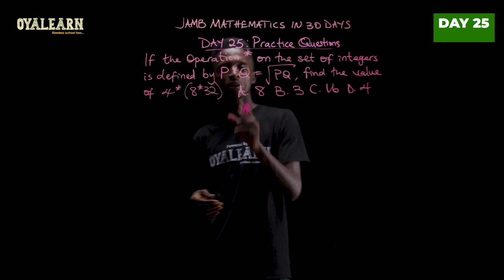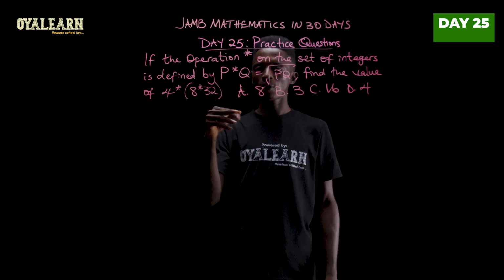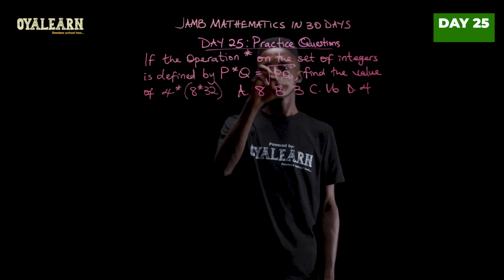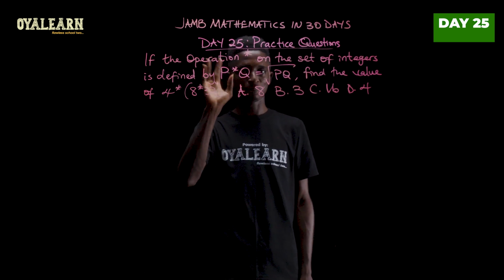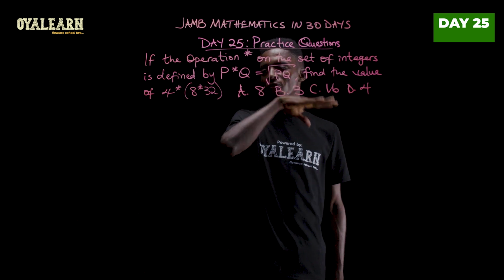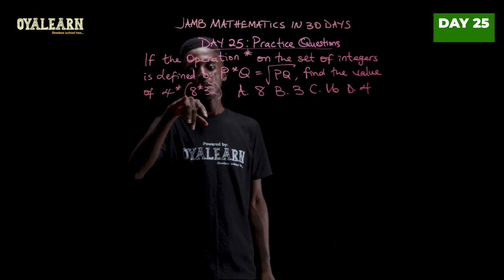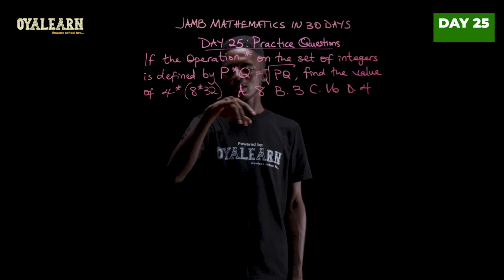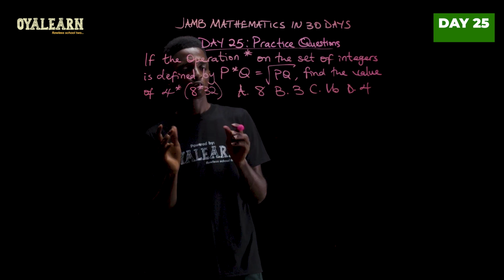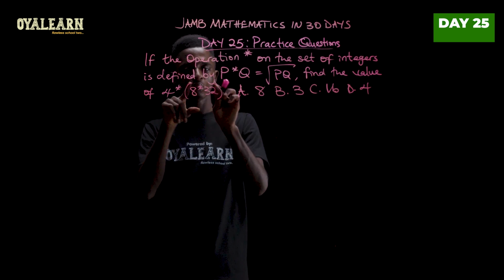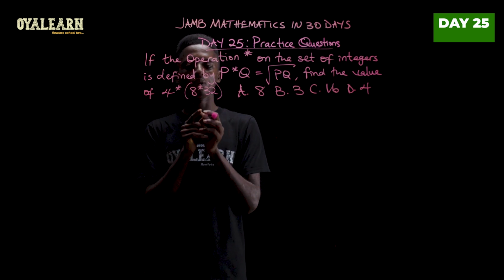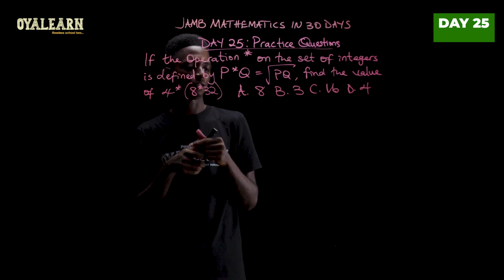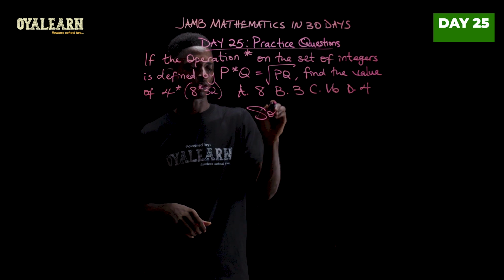If the operation on the set of integers is defined by P * Q to give us square root of PQ. Now this is a binary operation. So we have to find the value of 4 * 8 * 32. So to solve this, we'll first apply this rule to this bracket. Then what we'll get, we then apply it to the whole thing in the end. So solution.